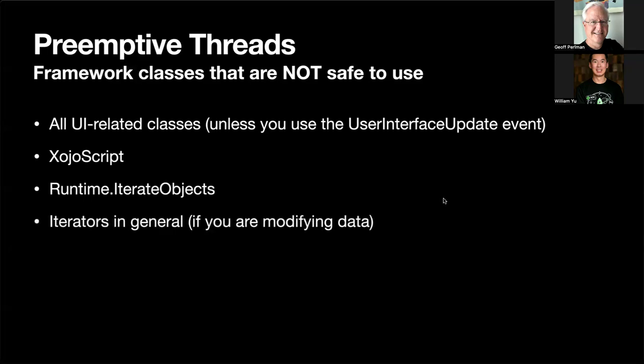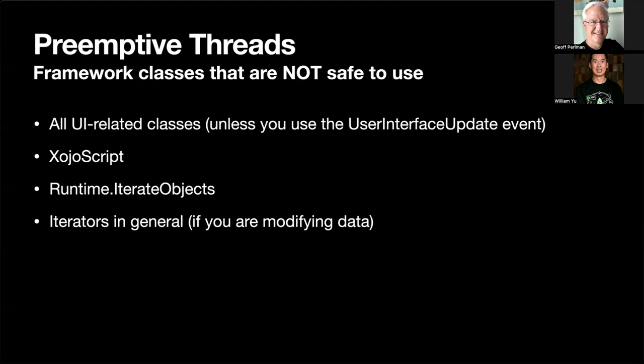And iterators in general are safe to use as long as you're not modifying data. But as an example, if you're using an iterator to iterate through, say, a folder of files, and you've got another preemptive thread that is modifying the contents of that folder, maybe adding files, changing file names, deleting files, well, that would make it unsafe to use. So in that case, you'd have to make sure that you're using critical sections.